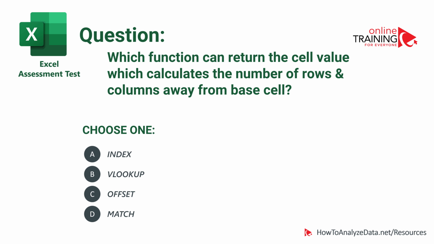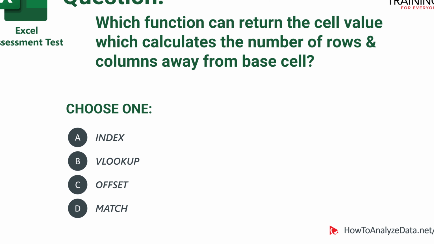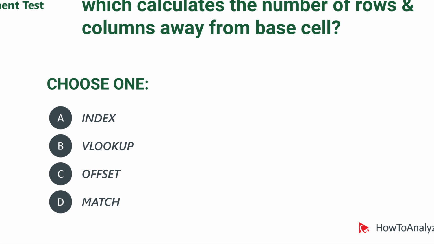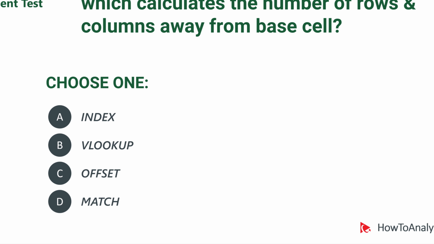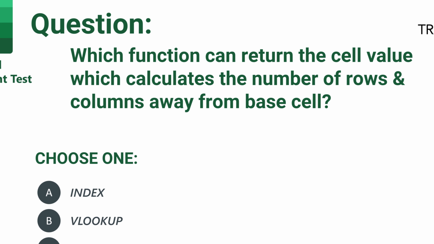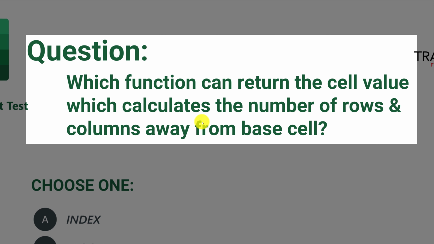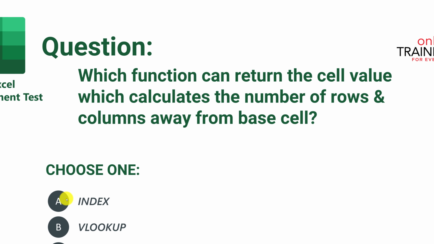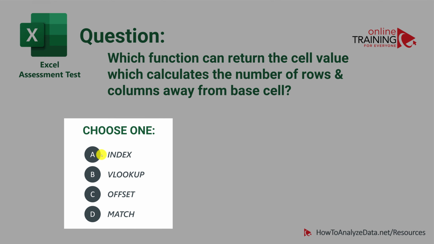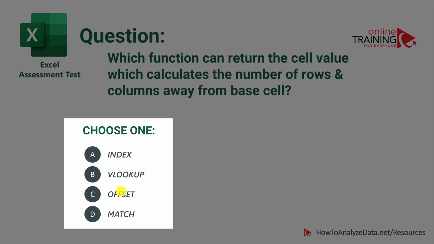It is very unlikely that you will get away on the test without having a question on the VLOOKUP function or its replacements, INDEX and MATCH, or a question that will test your knowledge of the OFFSET function. So let's look at one of those questions that you might get. Which function can return the cell value which calculates the number of rows and columns away from a base cell? And you have four choices which sound familiar: INDEX, VLOOKUP, OFFSET, and MATCH. Which one do you think is the right one?